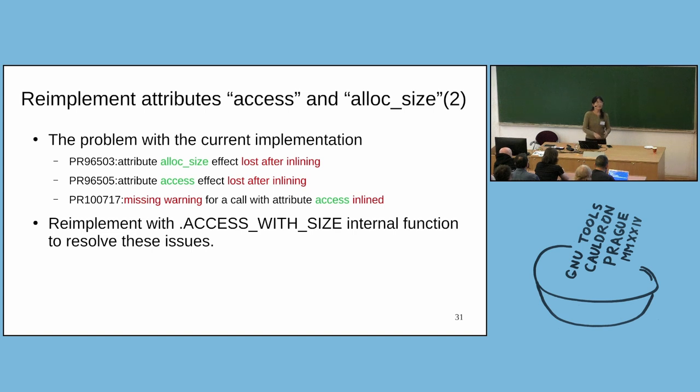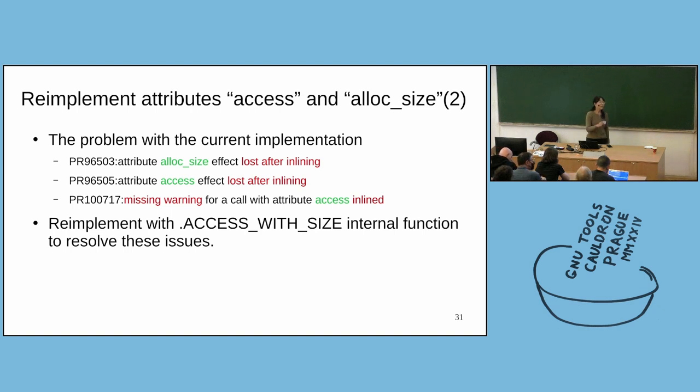So that's you asking whether the diagnostic later. Yeah. I think if in the implementation we replace that one with access with size internal function, we might need to carry the location information during the replacement. So the user knows why the compiler is complaining about this access, rather than just that this access is bad.